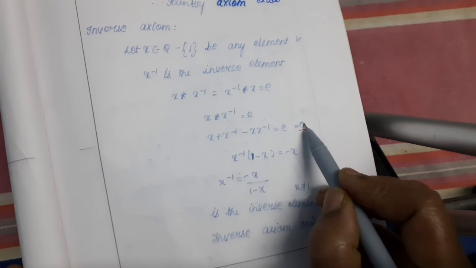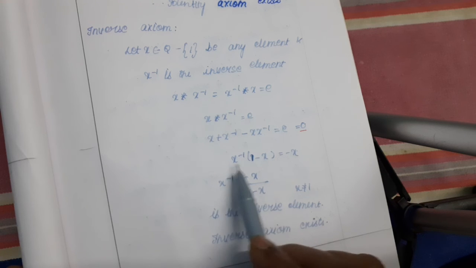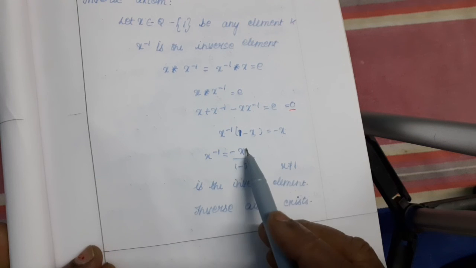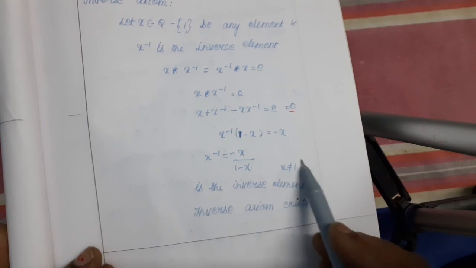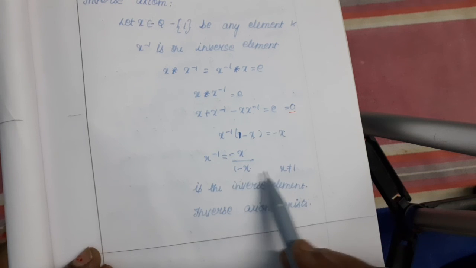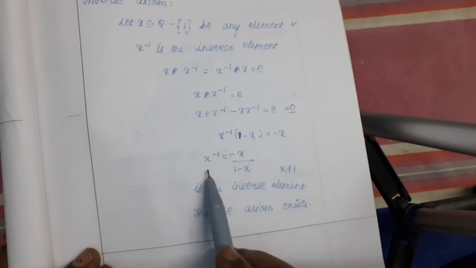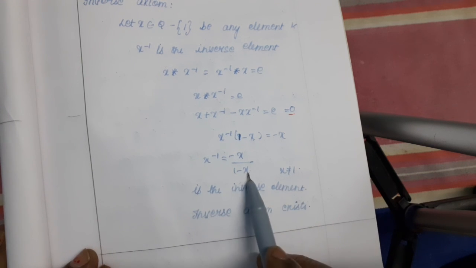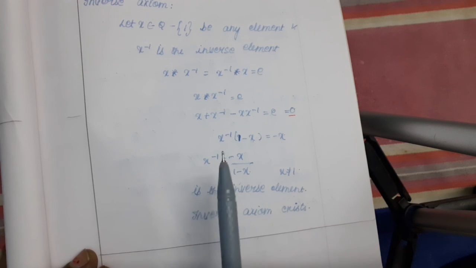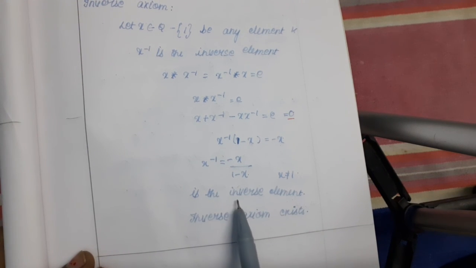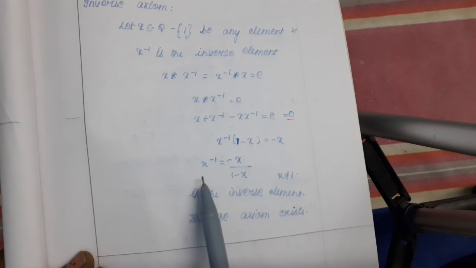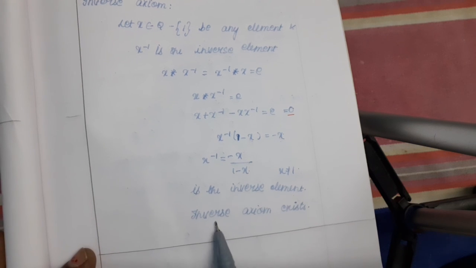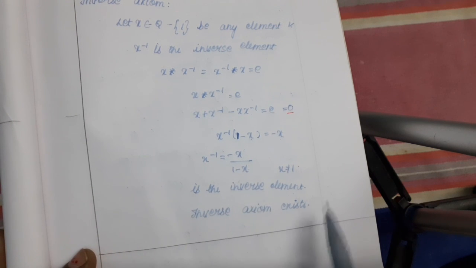E is nothing but the identity element we found. Now we take x inverse common, and we get (1 minus x); plus x becomes minus x. So x inverse equals minus x divided by (1 minus x). But suppose x becomes 1, then the value totally changes, so x is not equal to 1. Therefore x inverse equals minus x by (1 minus x) is the inverse element. Since x never equals 1, because we take the rationals except 1, this is the inverse element. Therefore the inverse axiom is also satisfied.